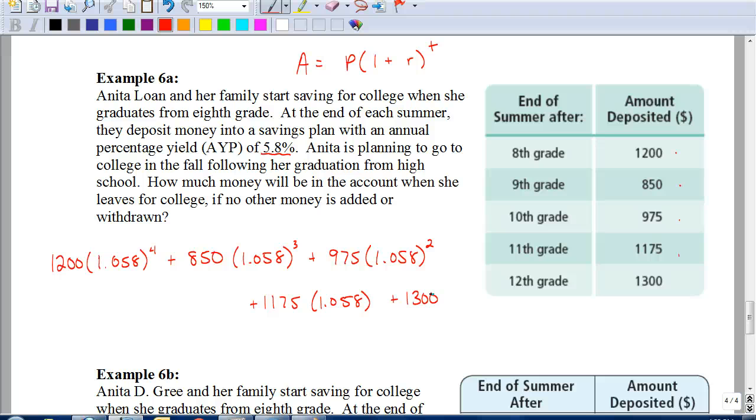Well, if you do that on your calculator, if you work that all out, you're going to get an answer of $6,144.74. That's how much she would have when she would go into college there.